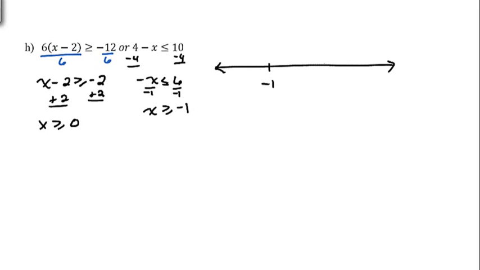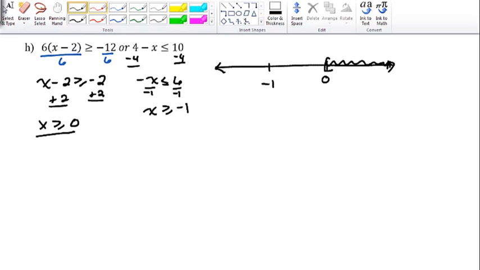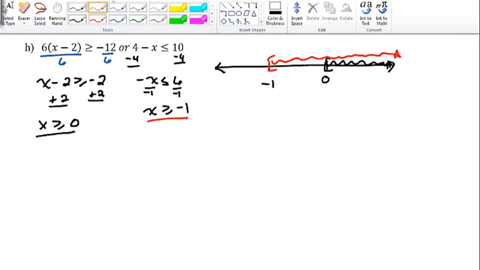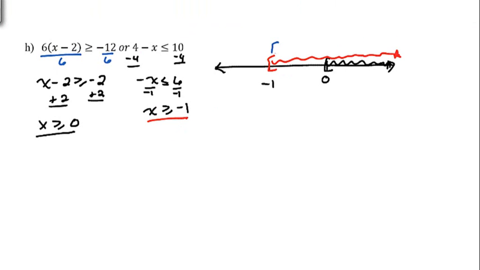So put these numbers on our number line, negative 1 and 0. The first one says x is greater than or equal to 0. So that's everything to the right of 0. And this one says x has to be greater than or equal to negative 1. And since we had the or statement, the answer is anything that got shaded. So that would be from negative 1 up to positive infinity.